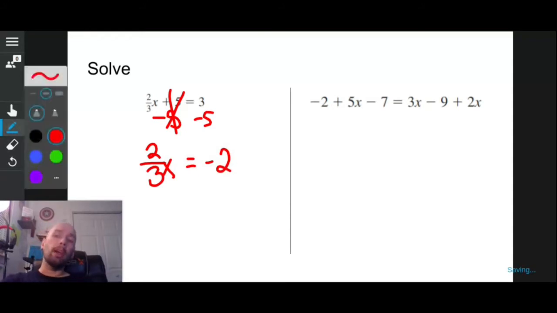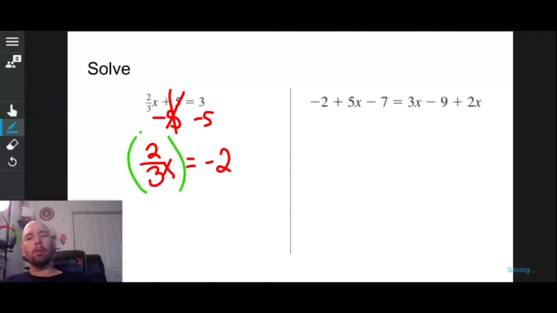Is x all by itself? No. What's in the way? Well, I have 2/3 floating in front of x. Now, if I'm multiplying something to x, traditionally I divide both sides by that number, but I don't like dividing fractions. Instead of dividing a fraction, I'm going to multiply both sides by the reciprocal. Instead of dividing a fraction, multiply the reciprocal. I've heard a song like that before. Multiply both sides by that. Cross that out.